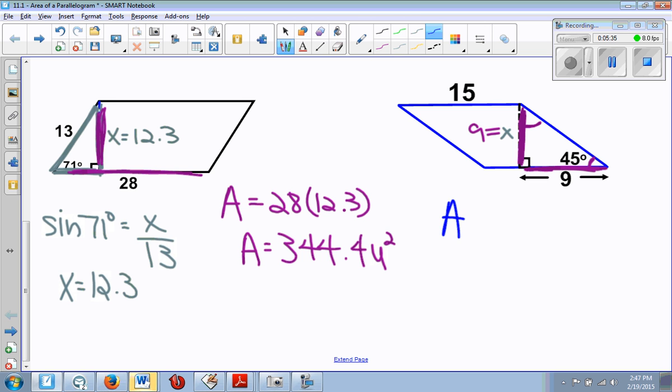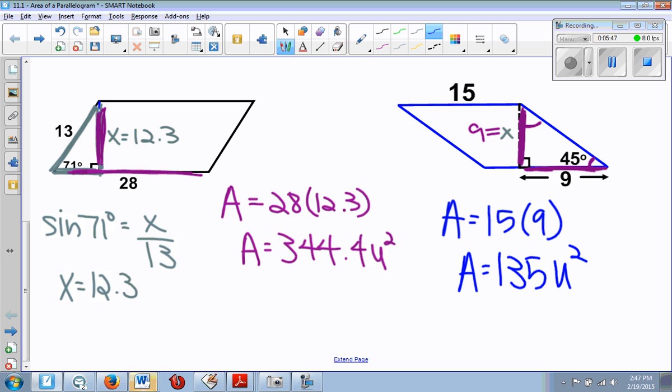So that means that I have a base of 15 and a height of 9. And if I multiply those together, we end up with an area of 135 square units. So the entire front of this was about finding the area of a parallelogram.